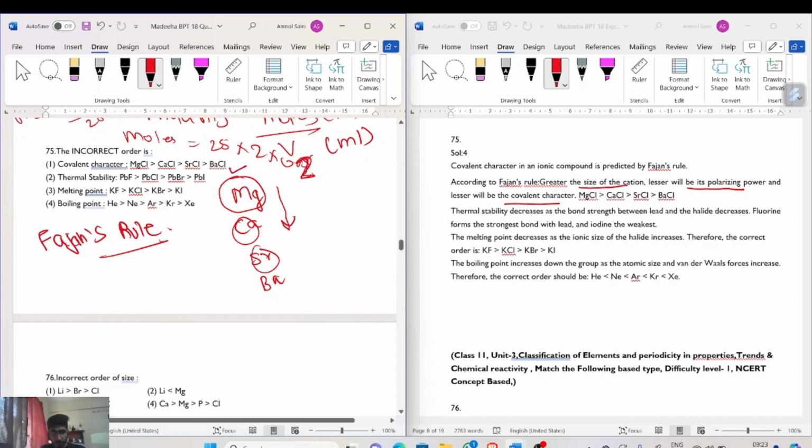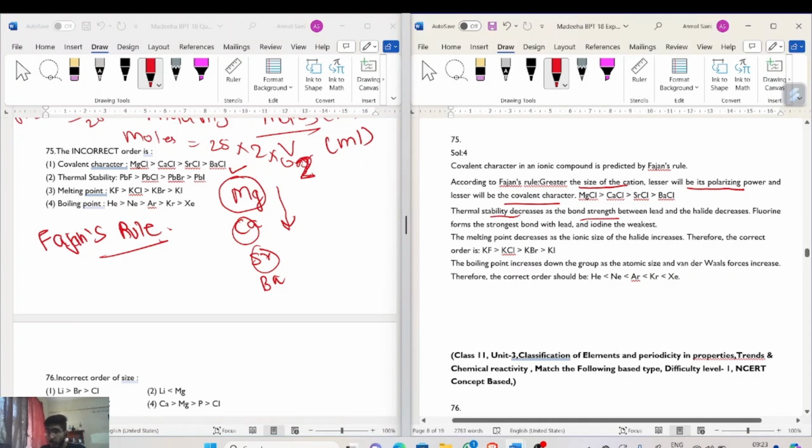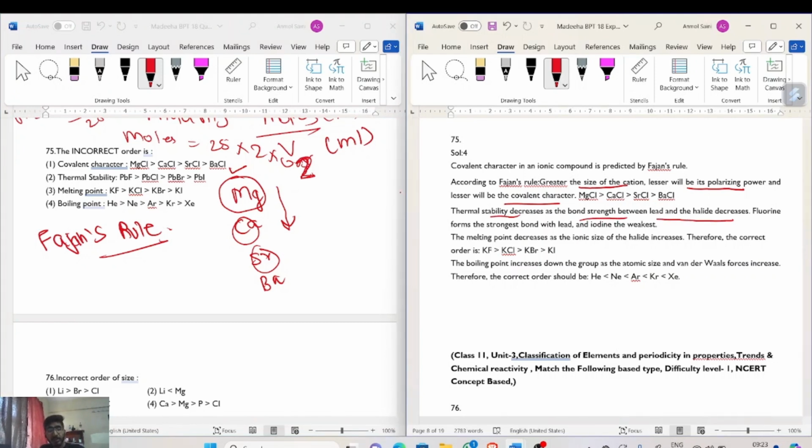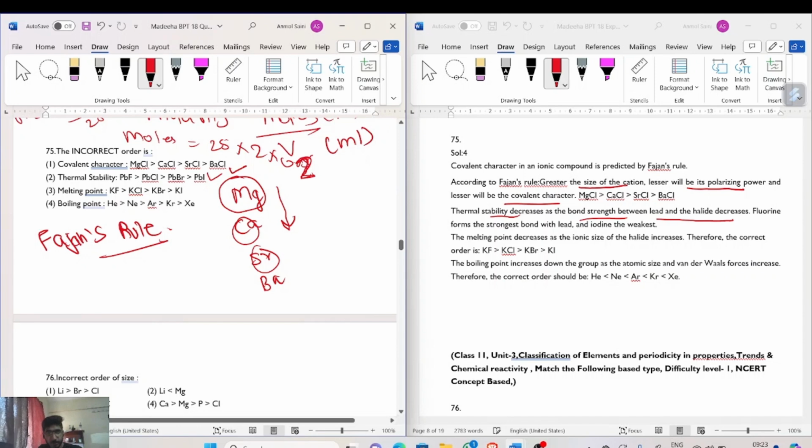Now the second one is thermal stability. Thermal stability decreases as the bond length between lead and the halide increases. So if there is a decrease in bond length, there will be an increase in thermal stability. We know that the bond length of fluorine is minimum, then we have chlorine, then bromine, and then iodine. So PbF2 has the highest thermal stability, followed by PbCl2 and PbBr2. So this order is also correct.